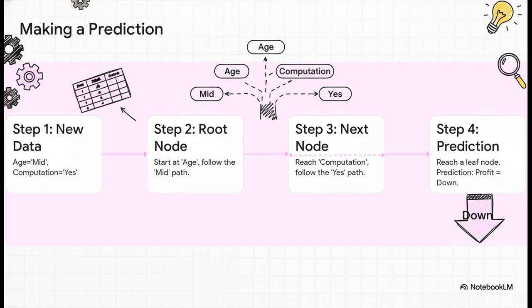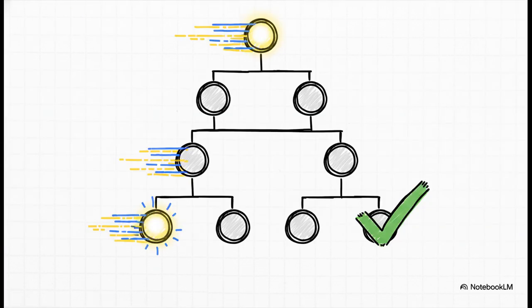It is incredibly simple. We start at the root of the tree, which the algorithm already figured out was age. We follow the mid branch. That leads us to another question, computation. We follow the yes branch, and boom, we hit a leaf node. The prediction is down. And that's it. It's just a game of following the path down the tree. The machine doesn't have to think anymore. It's turned its learning into a lightning-fast flowchart. It has successfully classified new, unseen information based on the patterns it found, all on its own.